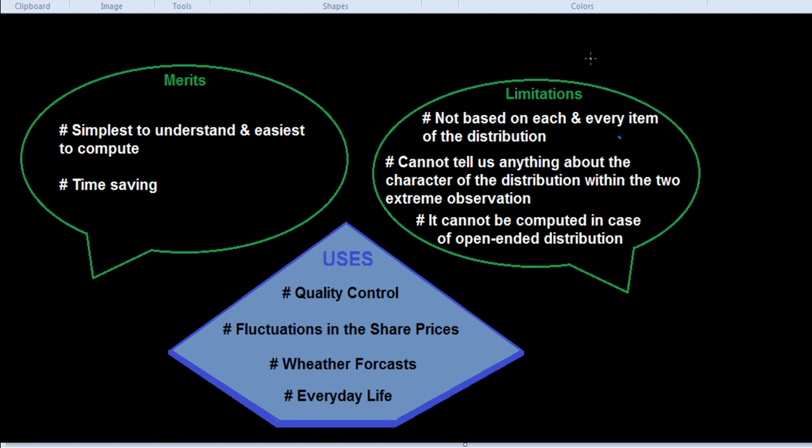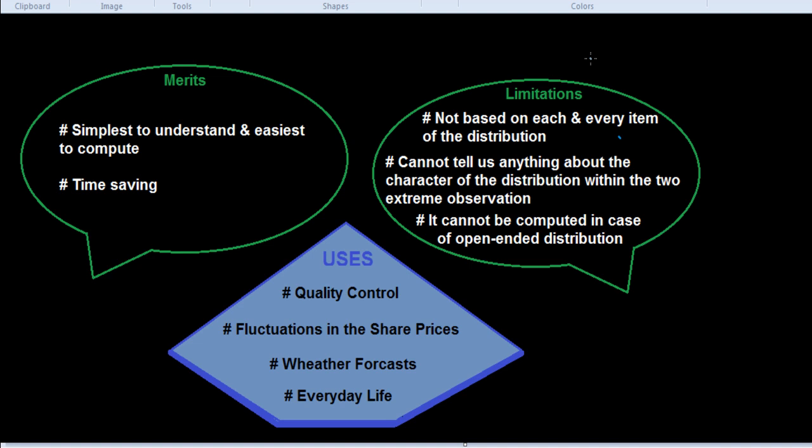Now we use the range method in weather forecast. The meteorological department makes use of range in determining the difference between the minimum temperature and the maximum temperature. The information is of great concern to the general public because they know within what limits the temperature is likely to vary on a particular day.